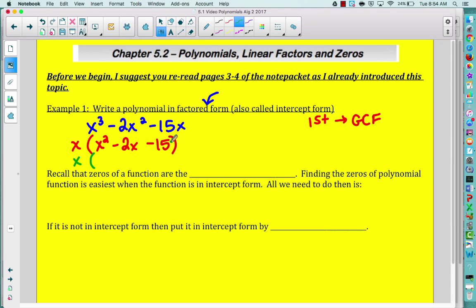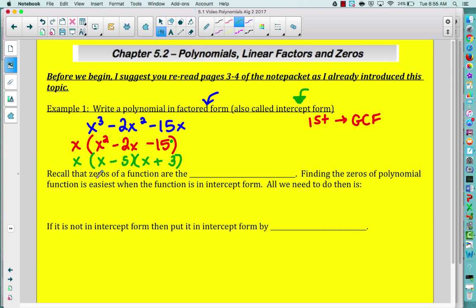So I'm looking at the factors of negative 15 that add to negative 2. So I can see probably that it's 5 and 3. And in order for them to add to a negative and multiply to a negative, the larger term would need to be negative. So x minus 5, and x plus 3. Now, that is factored form, and for now, I'm going to actually call it intercept form.